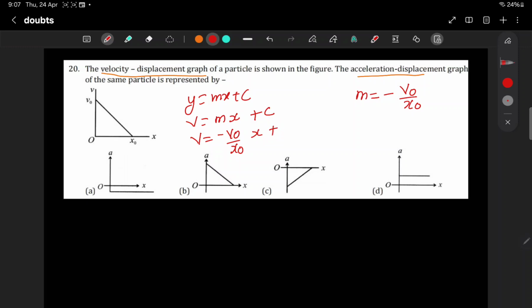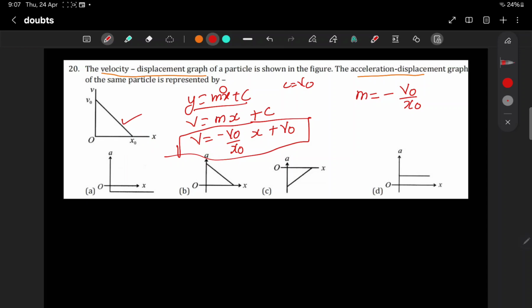Okay, when x is equal to 0, what is the value of v? When x is equal to 0, this entire term will be equal to 0. So whatever the value of y is, that is your c. So x is equal to 0. When x is equal to 0, what is the y value? v0. So what is the value of c? v0. So here I can write v0. So this is the equation of the straight line given here.